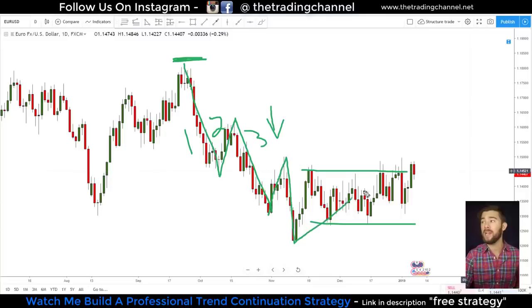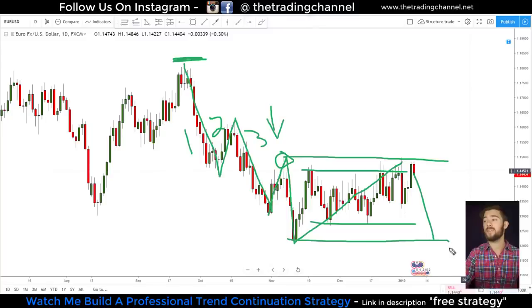And the reason we know that is because we haven't broken and closed above this high. And until we do so, we know that we still have a statistical advantage for this market to continue down, at least touching this level of structure before going higher and breaking above this resistance level. Now, why is this powerful information? Why does this even matter?